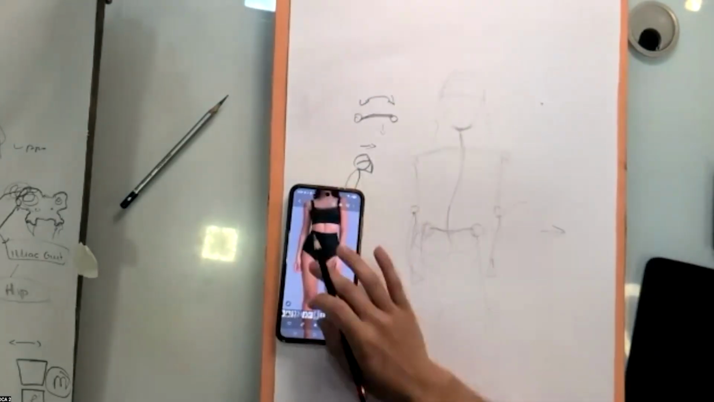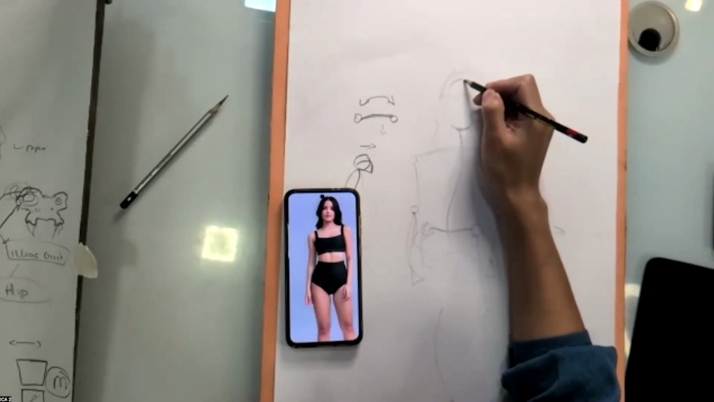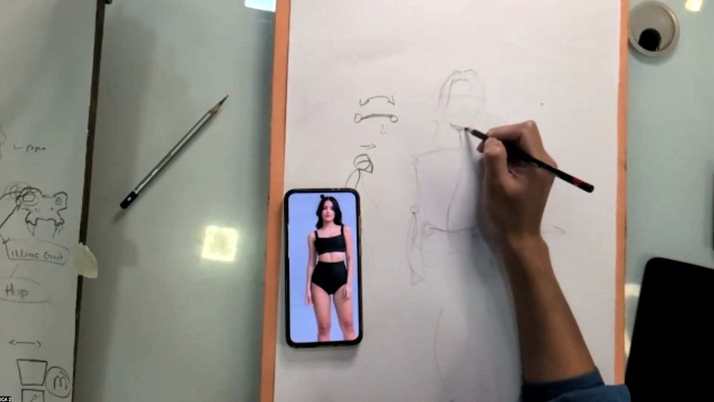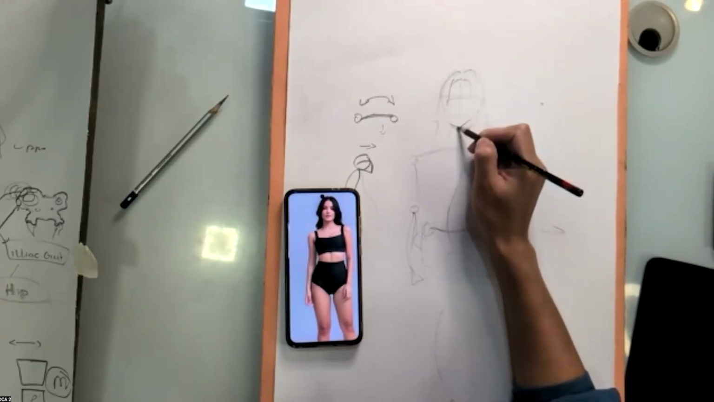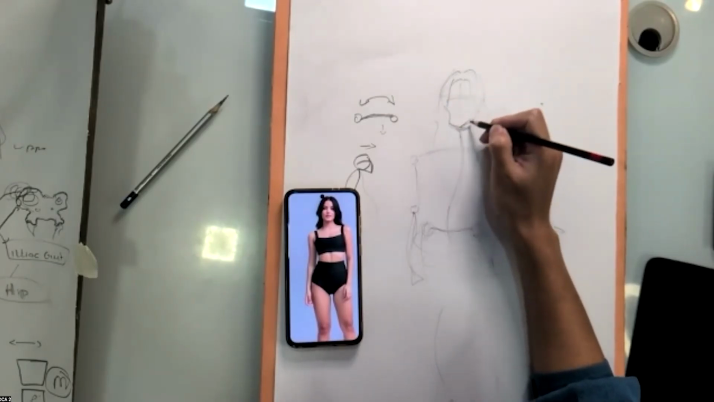So moving on to here. Also remember, don't try to go into details. Sometimes we get stuck making the details, eyes and facial features and everything. Once your whole structure is done, you can focus on that.